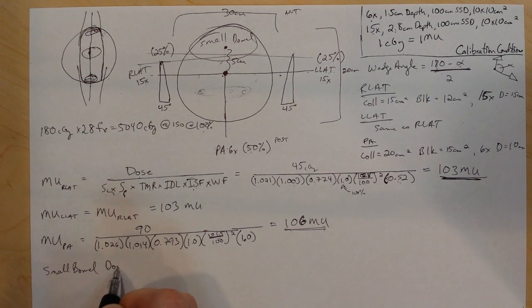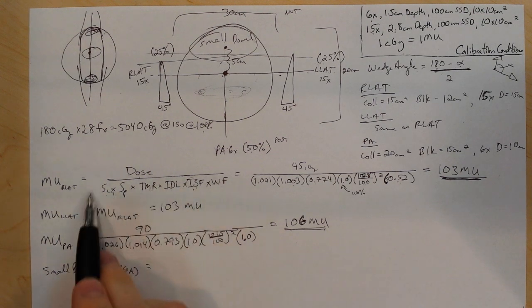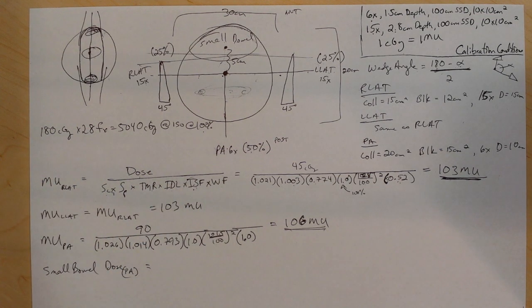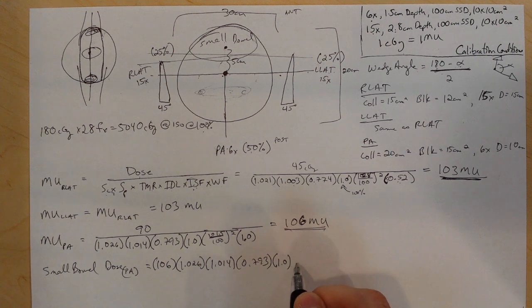So my small bowel dose from the PA, I'm going to rearrange this formula. I'm going to take everything on the bottom and multiply it over times my monitor units. So my monitor units from the PA were 106, 1.026 for S sub C, 1.014 for S sub P, 0.793 for my TMR. My normalization factor is 1.0. I have no wedge factor.